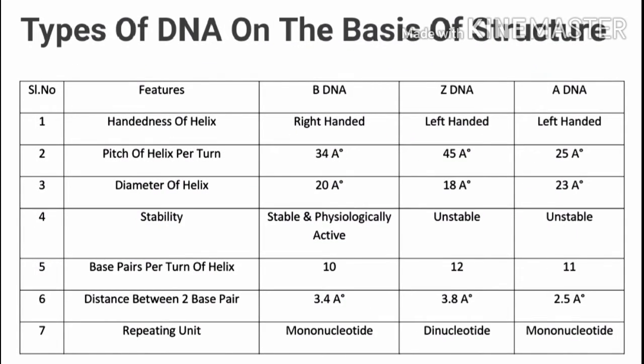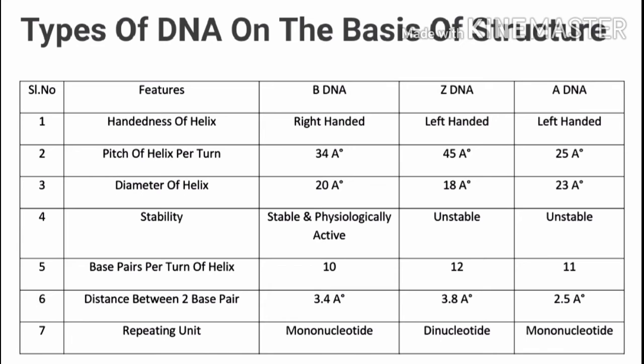Now next, the types of DNA on the basis of structure, or you can say the difference between B-DNA, Z-DNA and A-DNA. Now look, B-DNA is a right-handed helix. Z-DNA is a left-handed helix, and A-DNA is also a left-handed helix. The pitch of the helix per turn in B-DNA is 34 Angstrom, whereas in Z-DNA it is 45 Angstrom, and in A-DNA it is 25 Angstrom. In the third point, the diameter of the helix in B-DNA is 20 Angstrom, in Z-DNA it is 18 Angstrom, and in A-DNA it is 23 Angstrom.